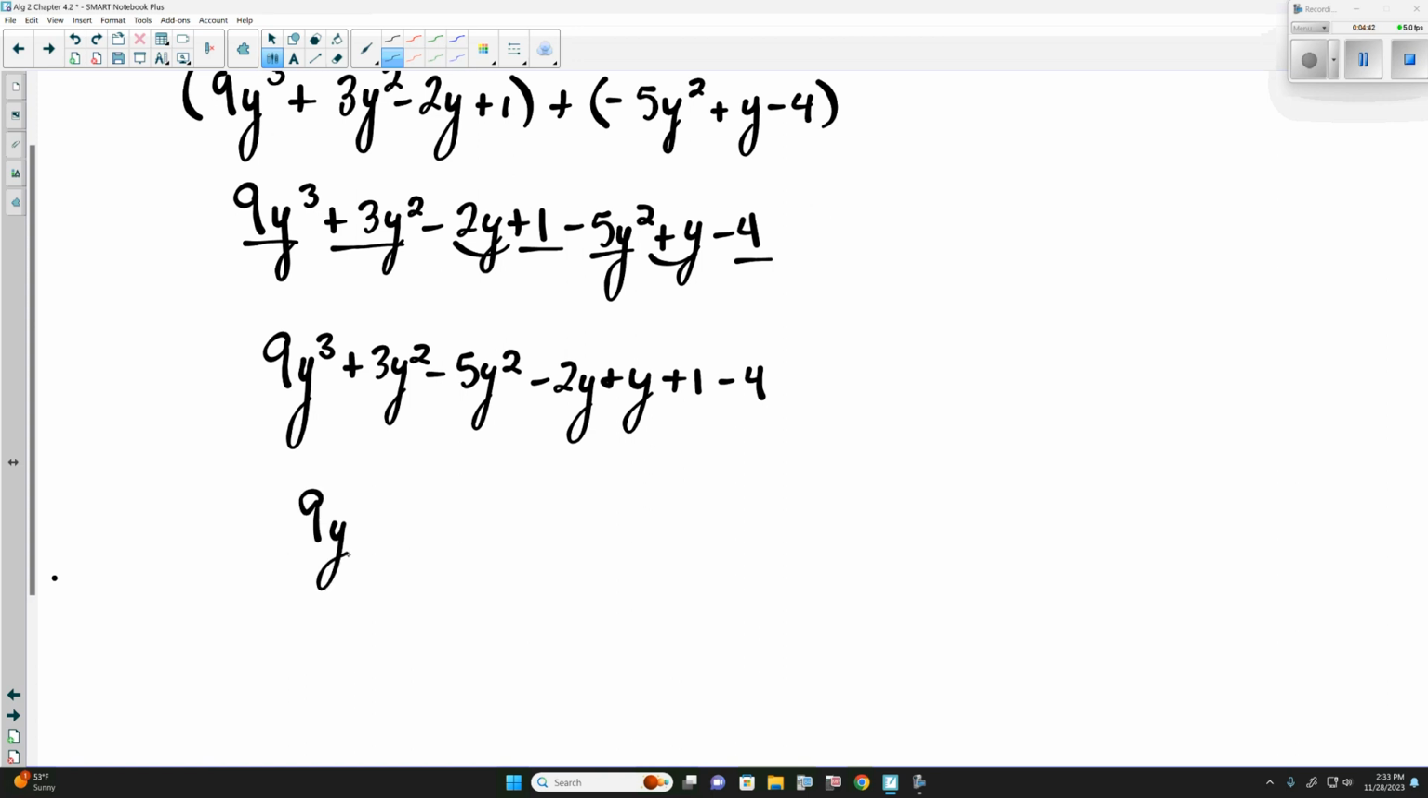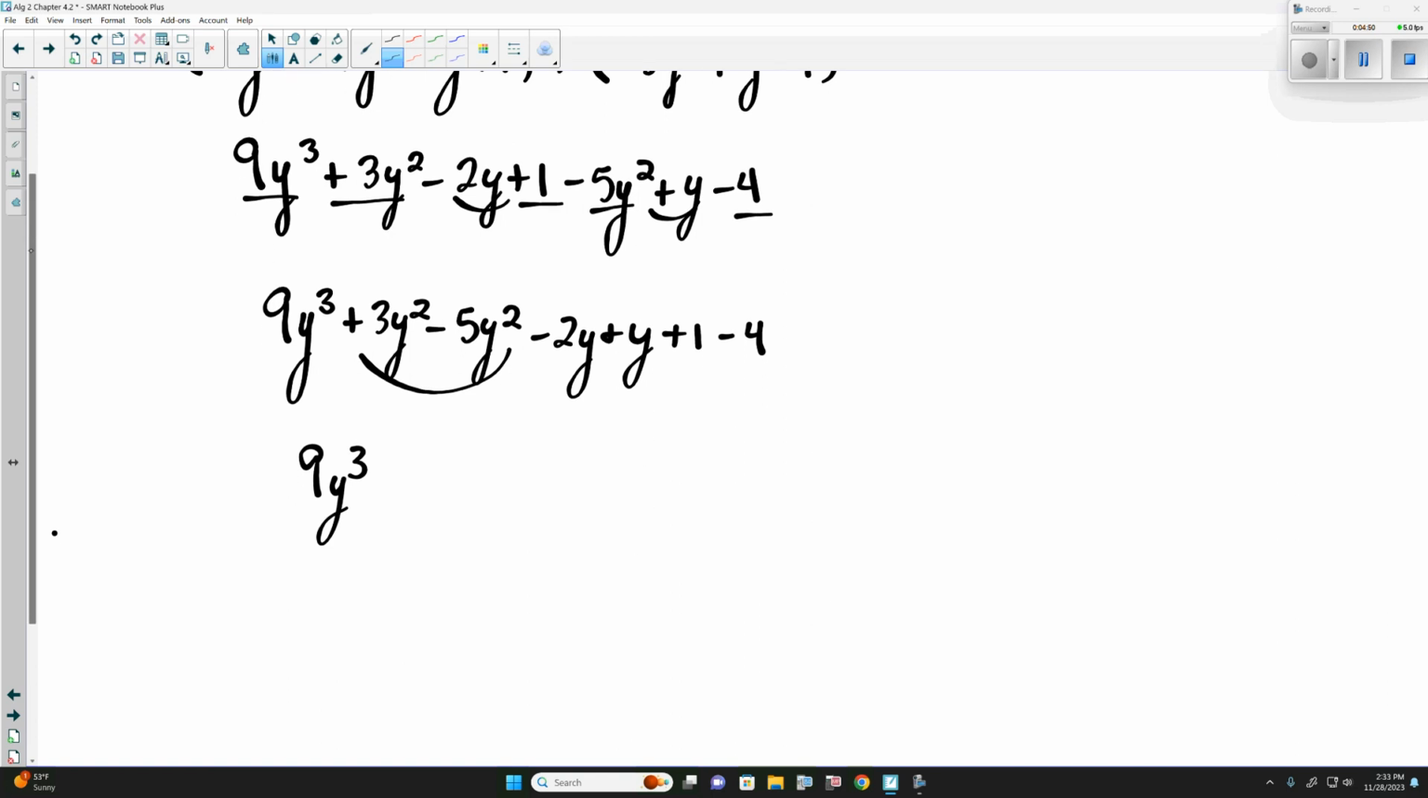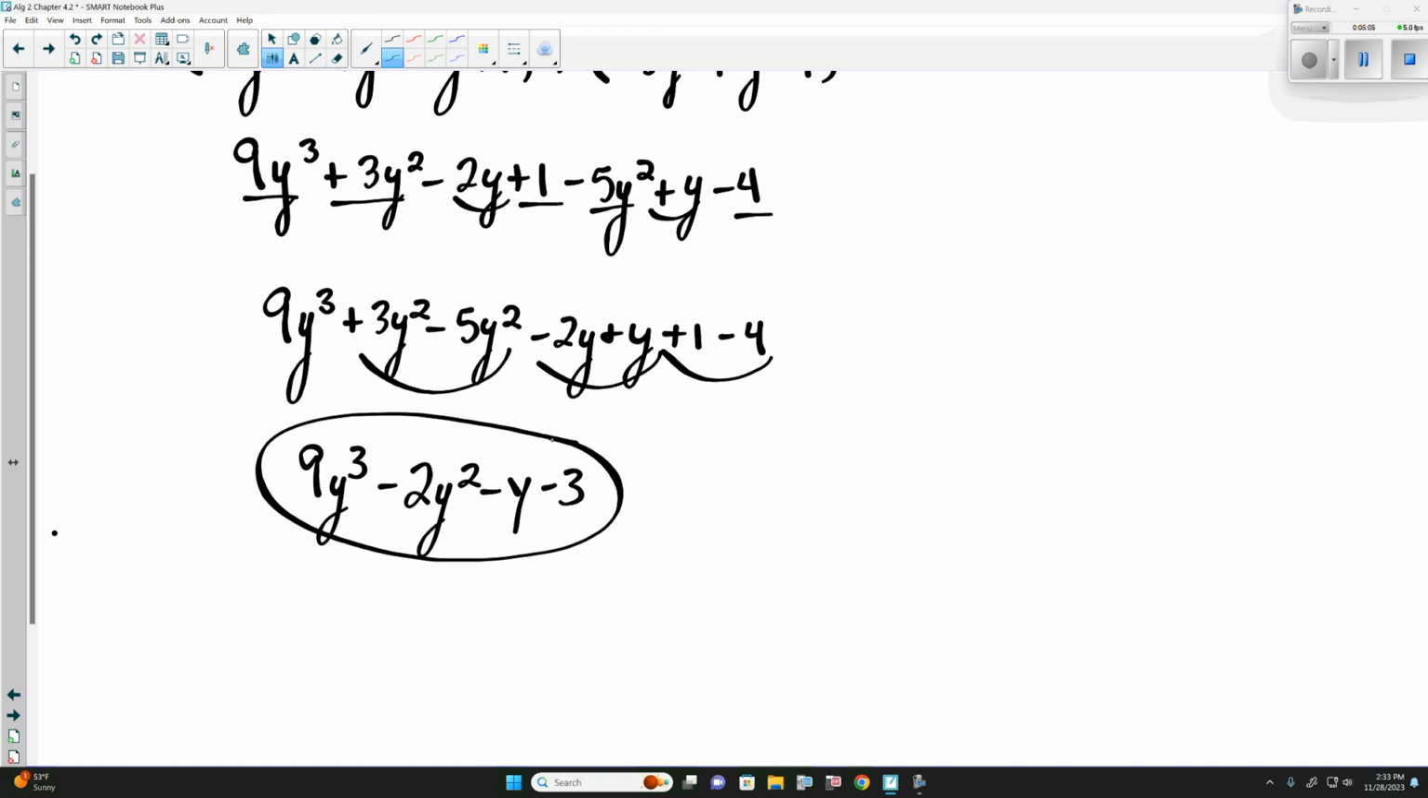So since 9y cubed doesn't have any like terms, it's just going to stay 9y cubed. However, our 3y squared minus 5y squared is negative 2y squared. Negative 2y plus y is negative y. And lastly, 1 minus 4 is negative 3. And that's it.